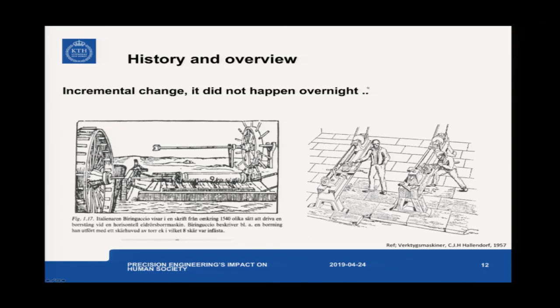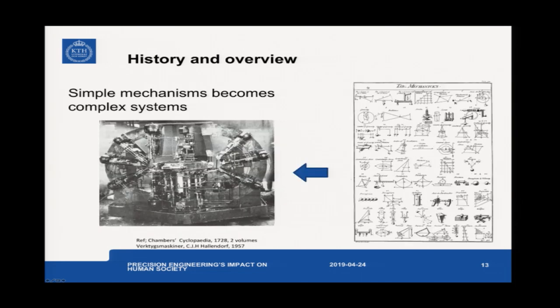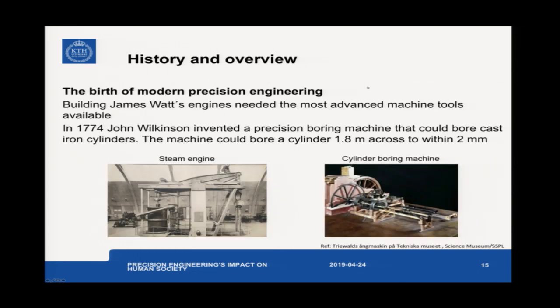So it started quite earlier with some ideas that we see here, going from parts made of wood to steel parts, combining different mechanisms together to create quite complex mechanisms, as we see here, to Chambers' Encyclopedia here, where you combine the different mechanical systems into quite complex mechanical machinery to produce parts. But usually, the birth of modern precision engineering started with this cylinder boring machine by John Wilkinson.